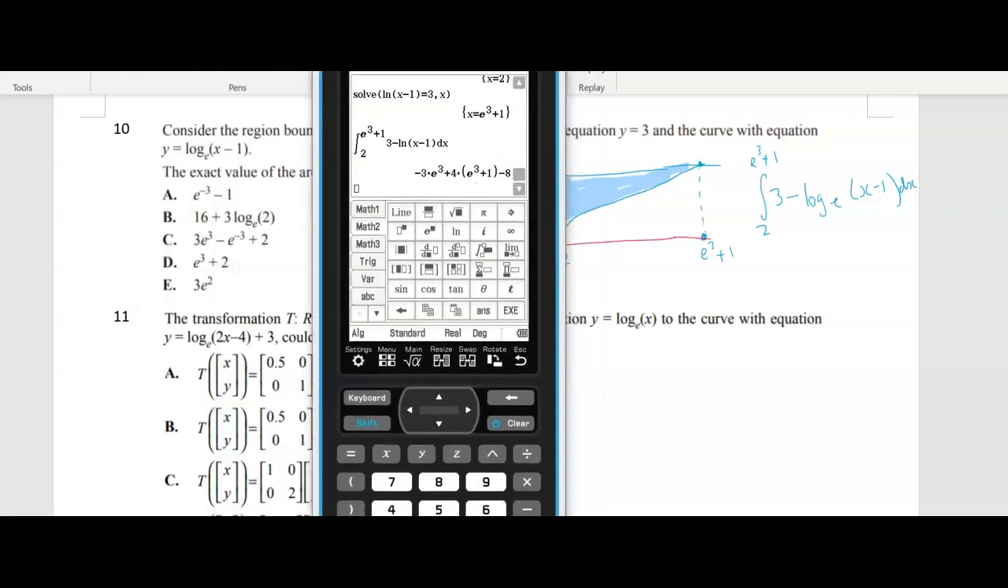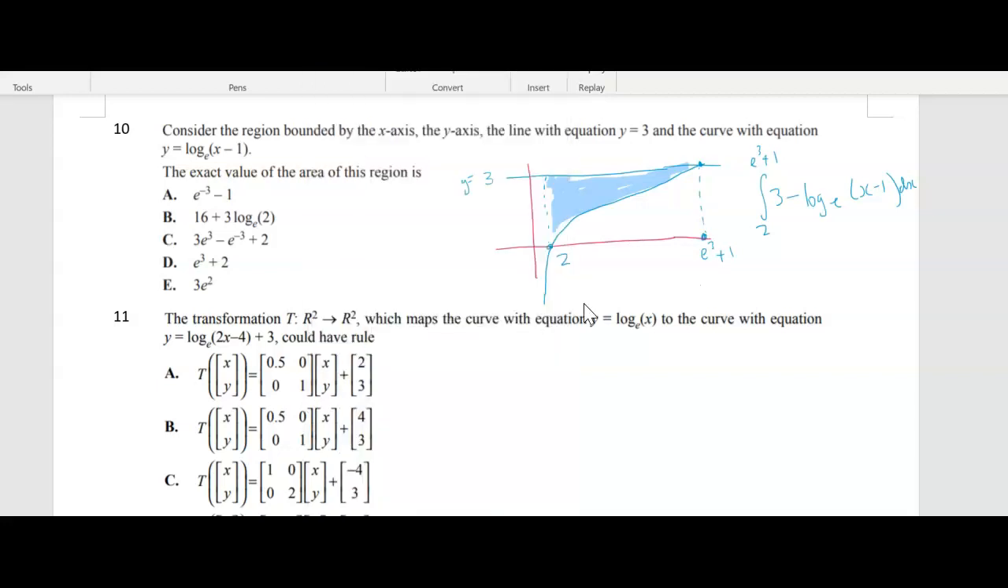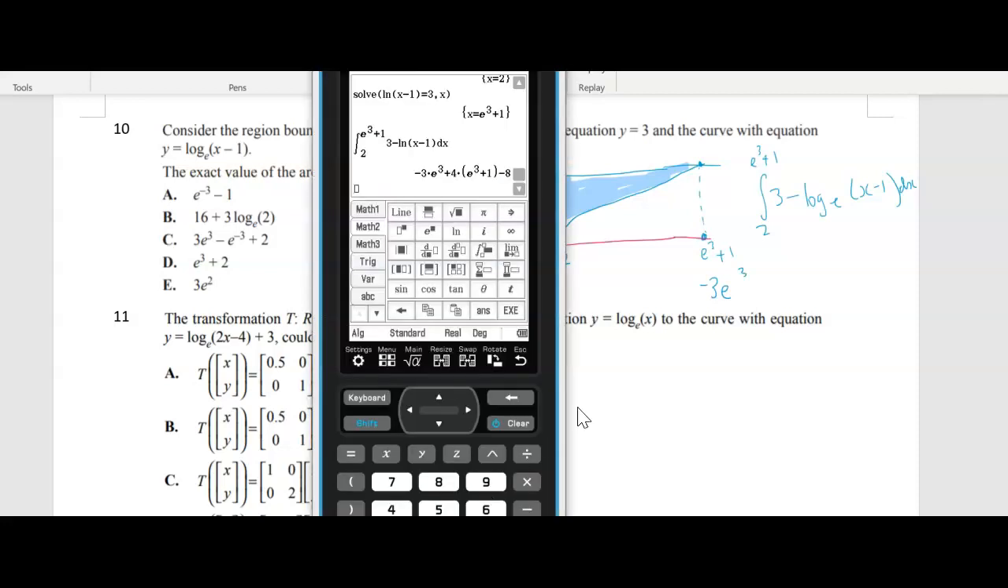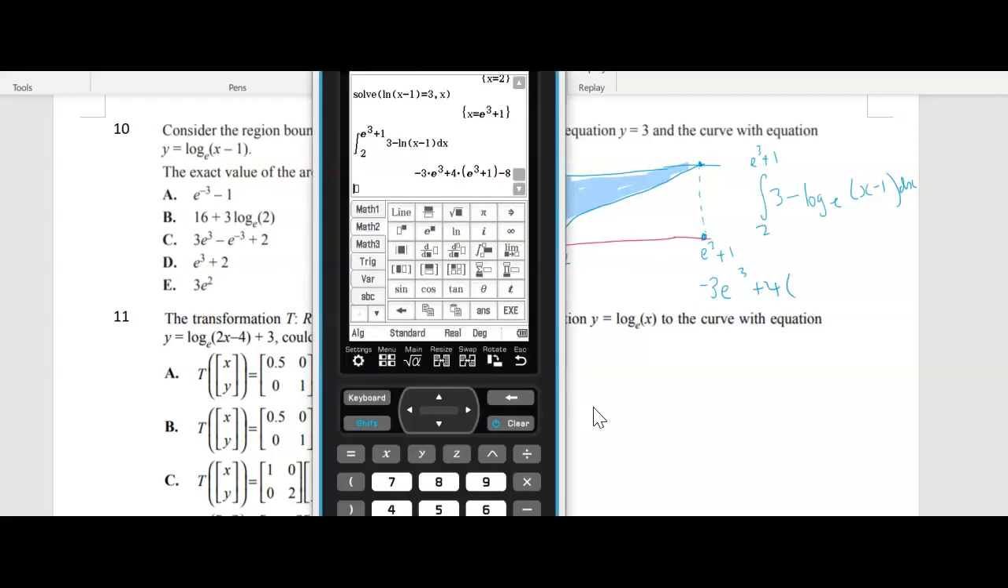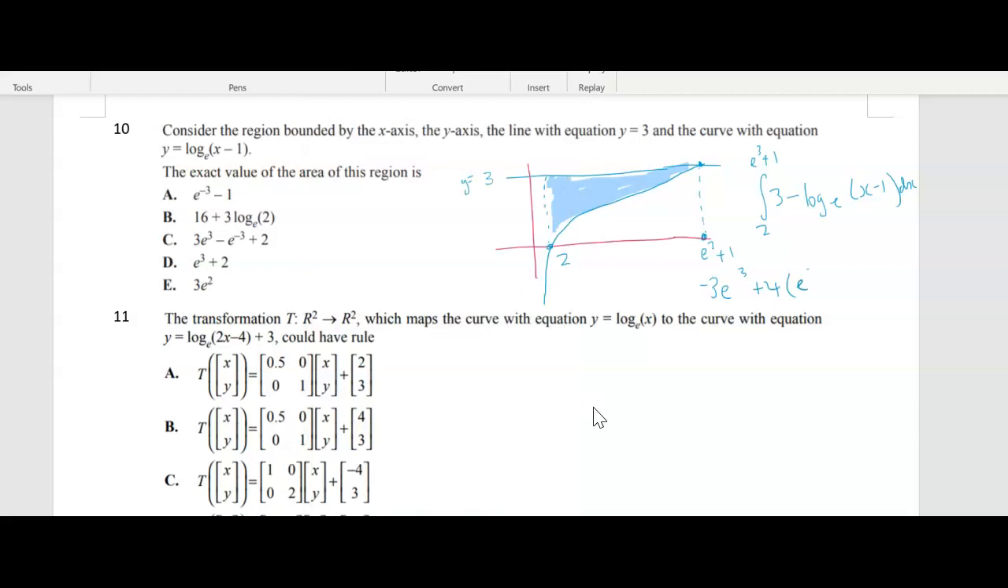All right, so we might have to do a little bit of tidying up there because it hasn't given us an answer. So let's just check everything is okay. So going from 2 to e to the power 3 plus 1, 3 minus log base e, x minus 1. Negative 3 e to the power of 3 plus 4 e cubed plus 1 minus 8.